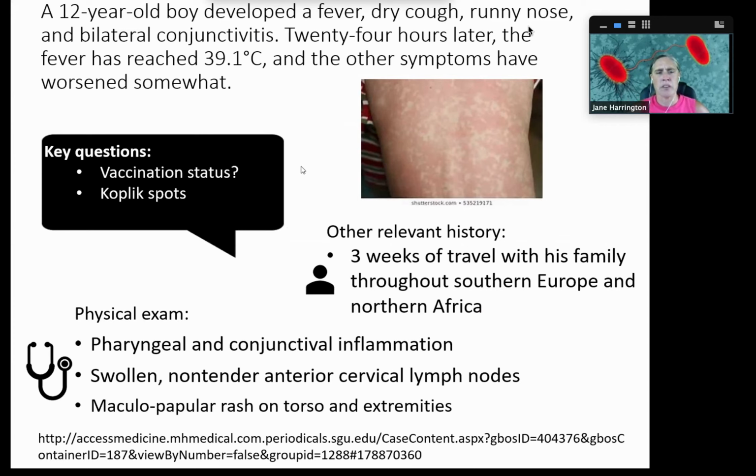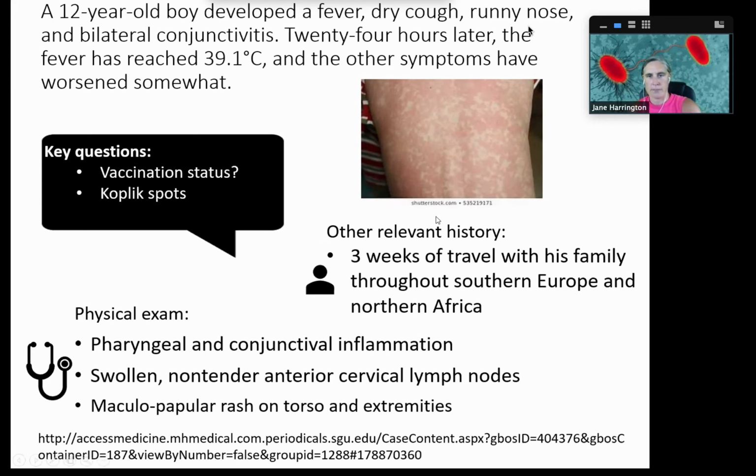We see a lot of pharyngeal and conjunctival inflammation, swollen non-tender anterior cervical lymph nodes, and a maculopapular rash on the torso and extremities. Images are very, very important. Macular is flat, papular is raised. So if you run your hand over this person's skin, it's going to have a contour. And I provided links as well. This is on AccessMedicine. I have modified it just a little bit. So this is the case. Go ahead and get your clickers out.